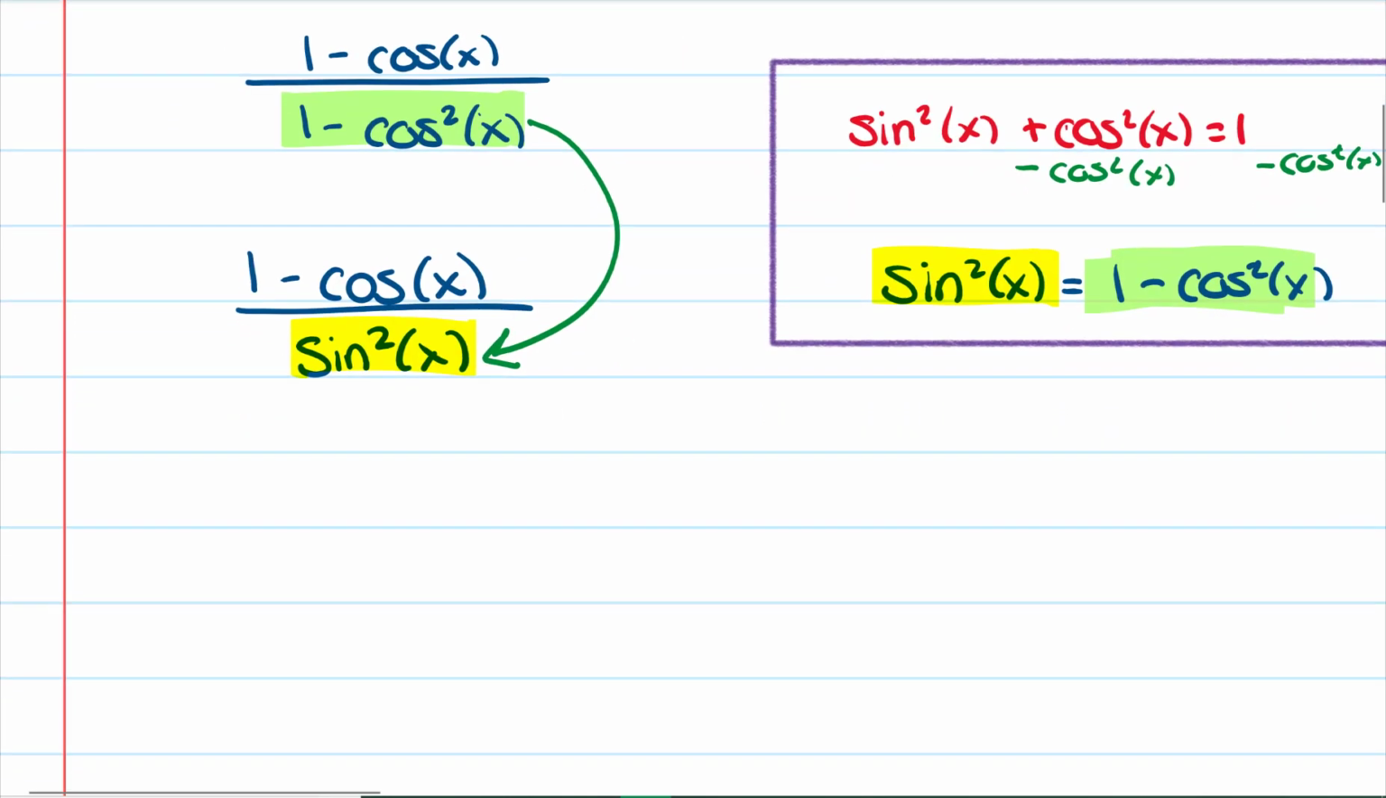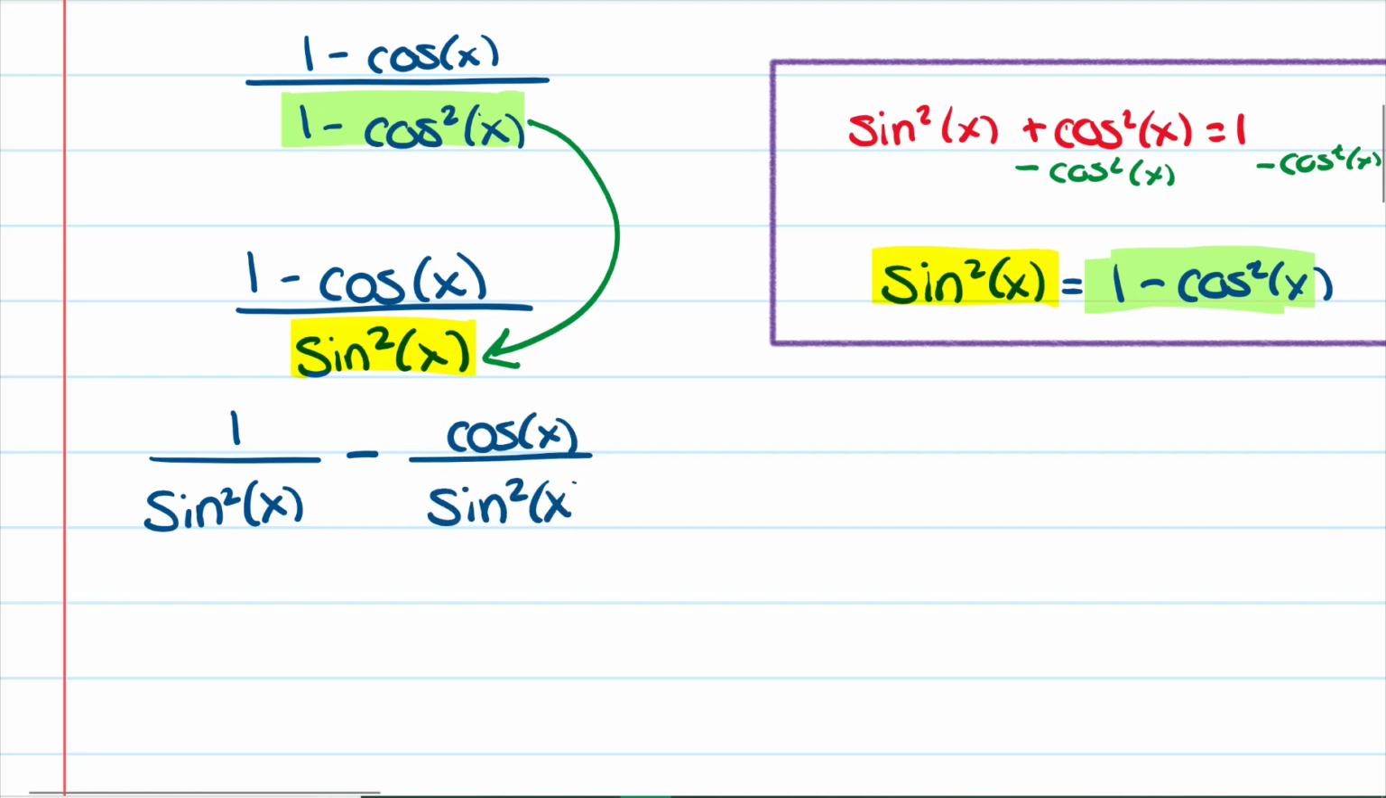Now the question is, how do you create no fractions with this? Well, we're actually going to break apart the fraction. So this is going to be 1 over sine squared minus cosine of x over sine squared. It's kind of unintuitive, but this is how you do it. If you were to combine these, you would get that, but we're going to do it in reverse. We're going to separate them.